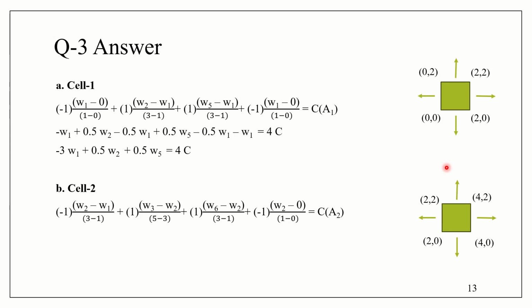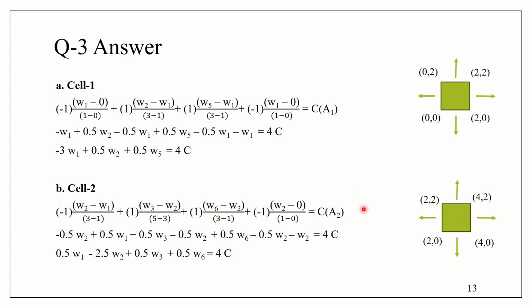And for Y we have W1, 2, 3, 4, 5, 6, so the sixth cell is immediately above it. So W6 minus W2 divided by 3 minus 1, since the centroid is 3 here and 1 there. Immediately after that we have a -1, so it is W2 minus 0, because the wall velocity is 0. The boundary condition is that wall velocity is 0. So W2 minus 0 over 1 minus 0 is equal to CA2. We are again simplifying the equations and getting one more equation. So till now we have solved for two cells and we have got two equations.